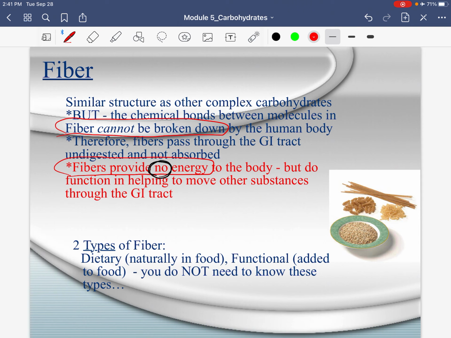It's to help move things through the GI tract. So even though we don't absorb fiber as it makes its way through our GI tract, it still has a function. It's helping to push things through the GI tract, which is a good thing. There are different types of fiber, dietary, functional. You do not need to know those.